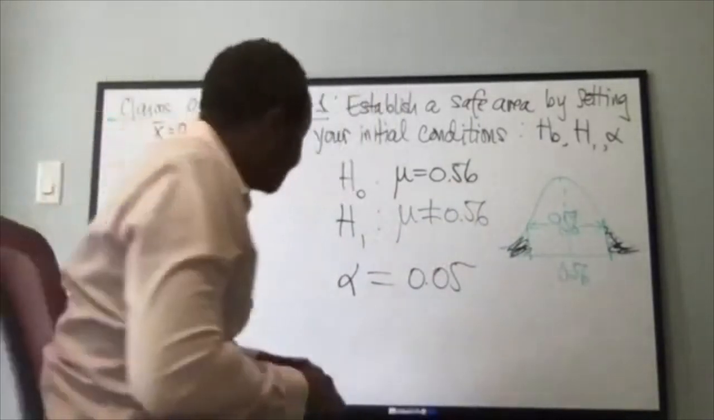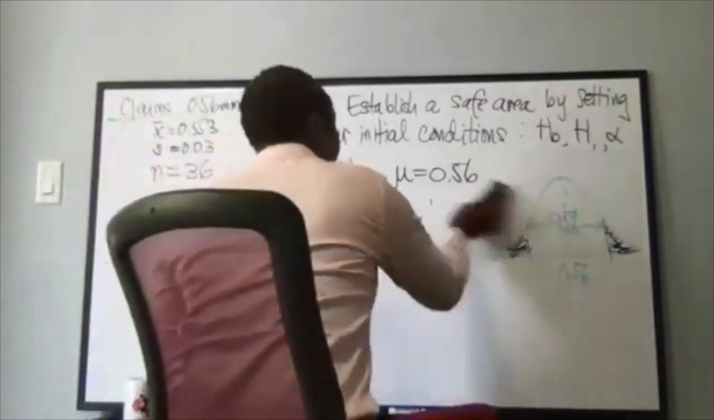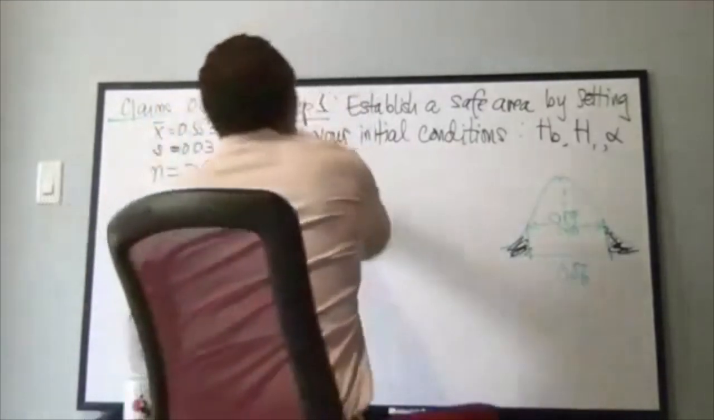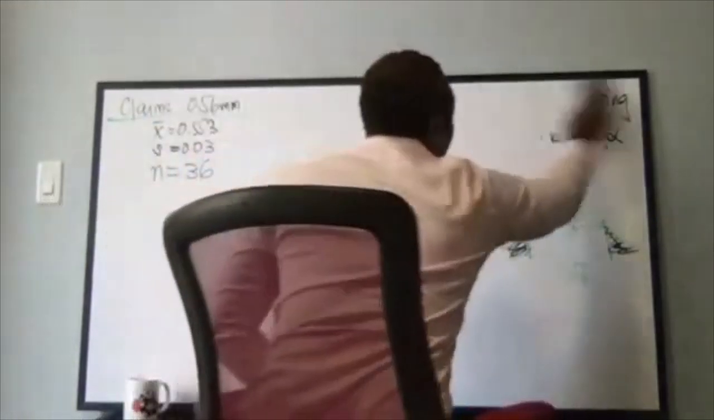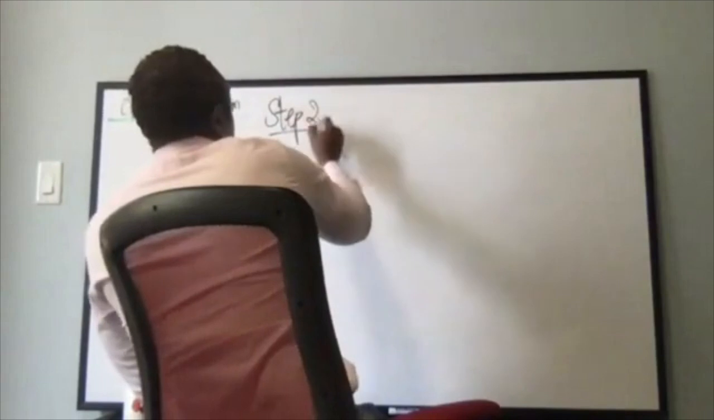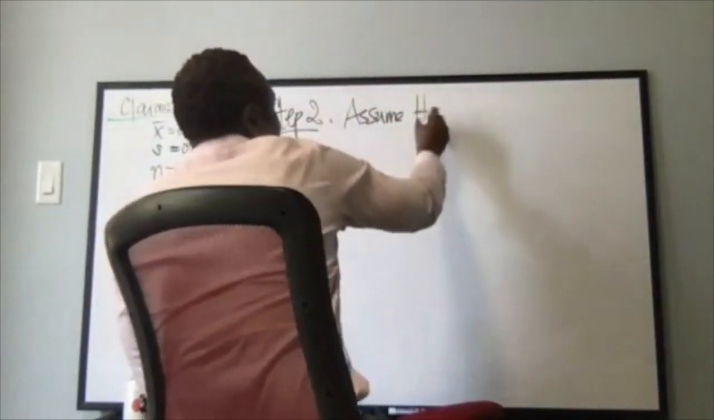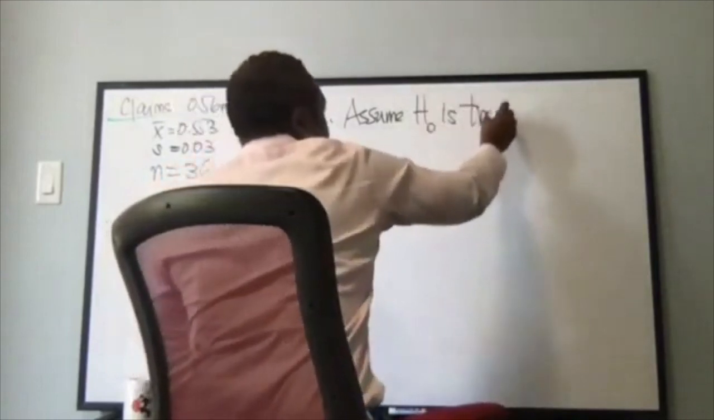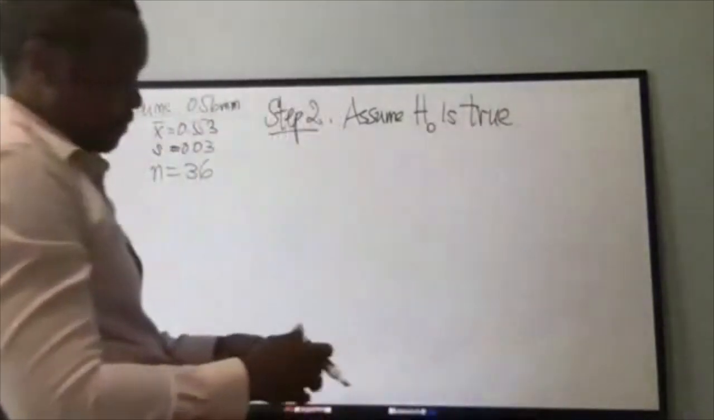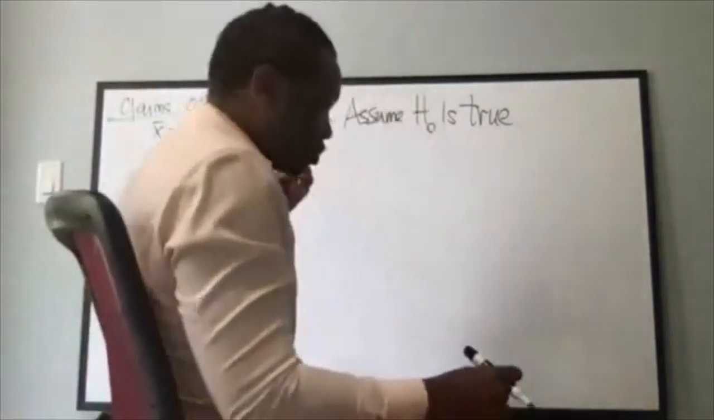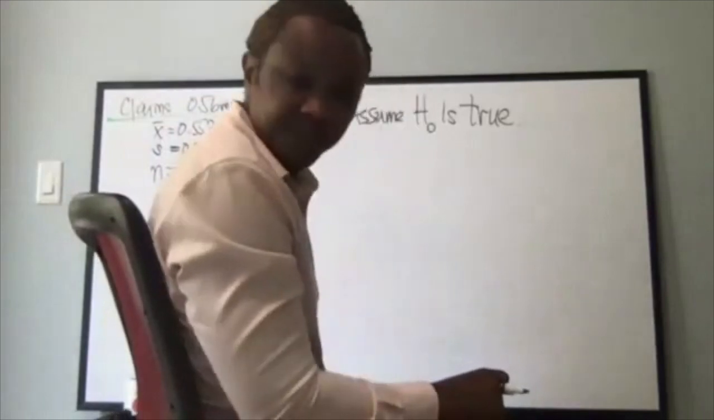Step 2. Assume H sub 0 is true. That's just standard with hypothesis testing. Assume H sub 0 is true.